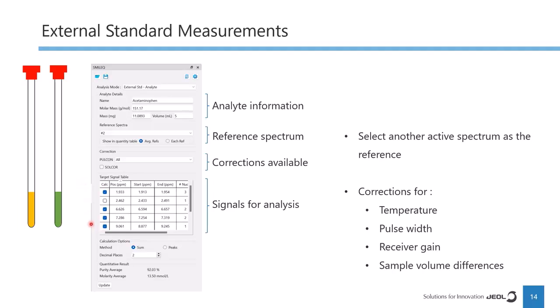We then have our target signal table, which tells which multiplets we're going to include in our calculation. So for example, here you can see that this multiplet is unchecked, so this one wouldn't be included in our calculation. And then we have our results as before.